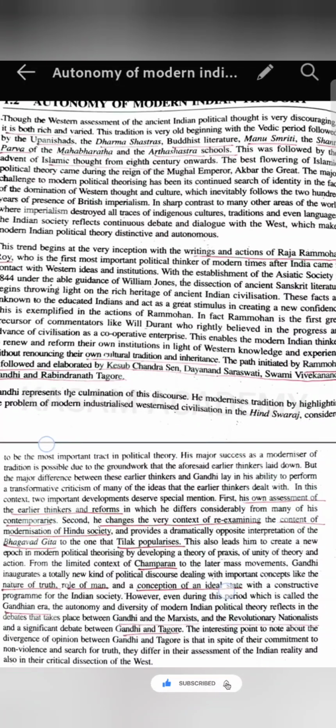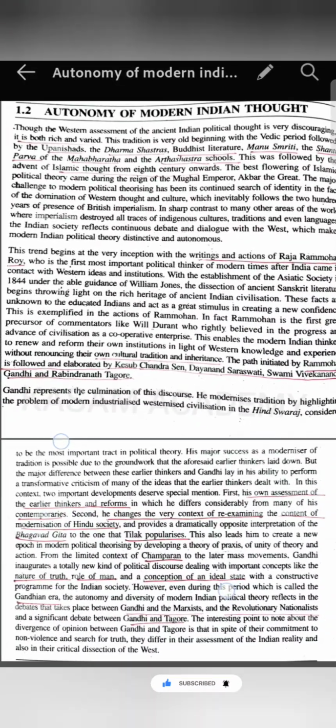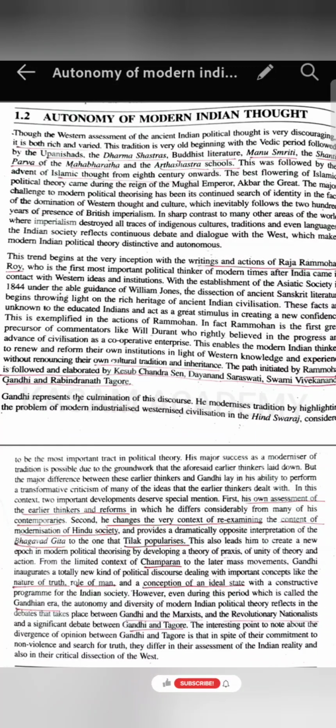Second, he changes the very context of re-examining the content of modernization of Hindu society and provides a dramatically opposite interpretation of the Bhagavad Gita to the one that Tilak popularized. This also led him to create a new epoch in modern political theorizing by developing a theory of paradox, of unity of theory and action, from the limited context of Champaran to the later mass movements.